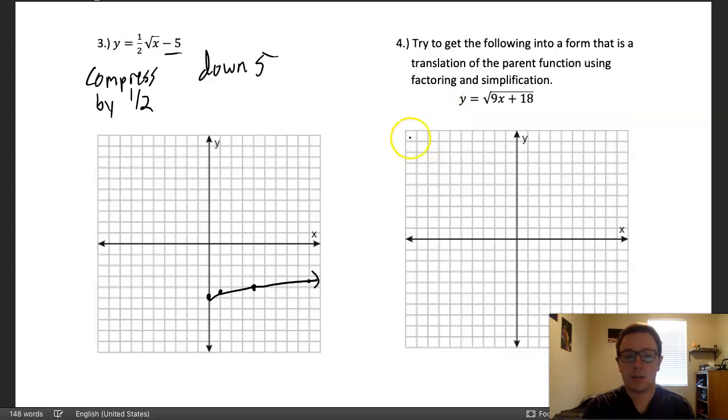Finally, this last one's a little bit confusing because we first need to simplify it. We first need to see if we can get this into parent function form. How do we do that?